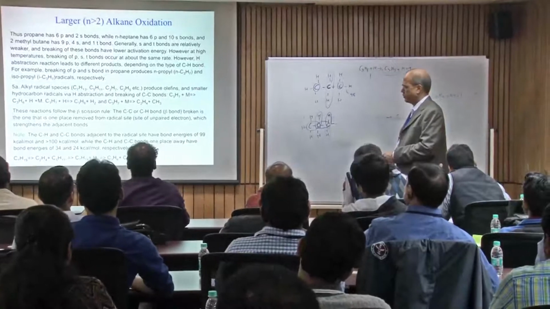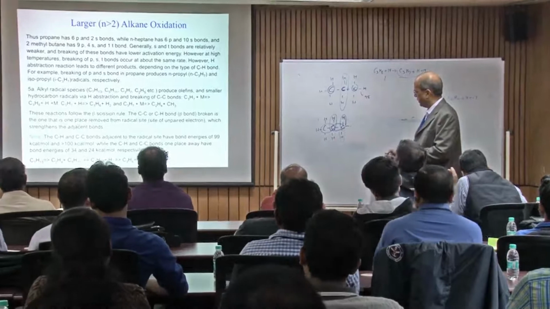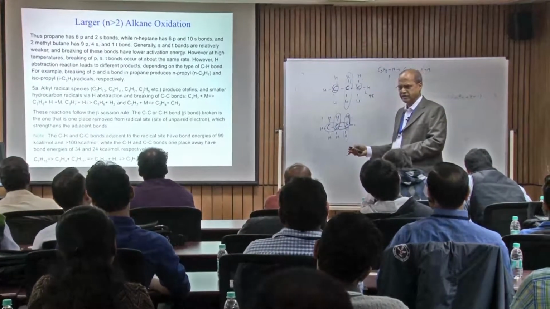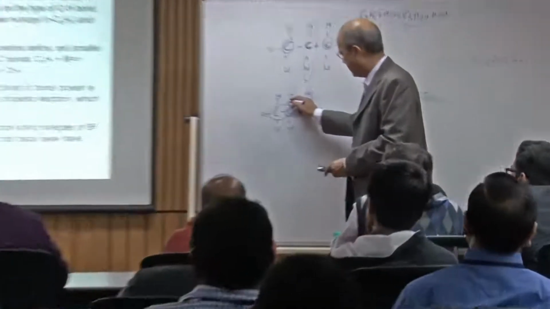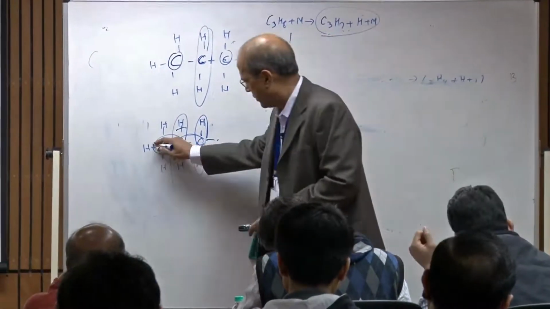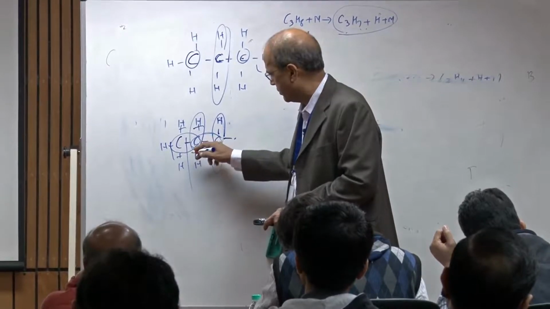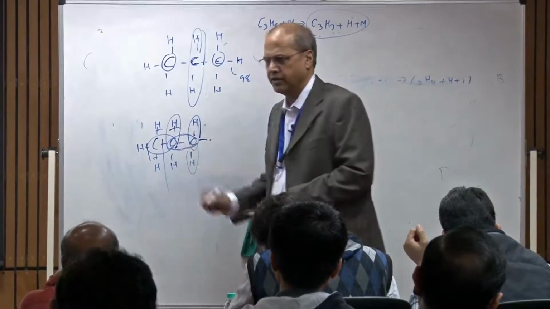We don't need to remember the actual numbers, basically. The bond energy of the CC bonds and CH bonds away from the radical site is much smaller. So that means either this bond will break or this bond will break. These bonds also have more bond energy compared to these, so more likely these will break.